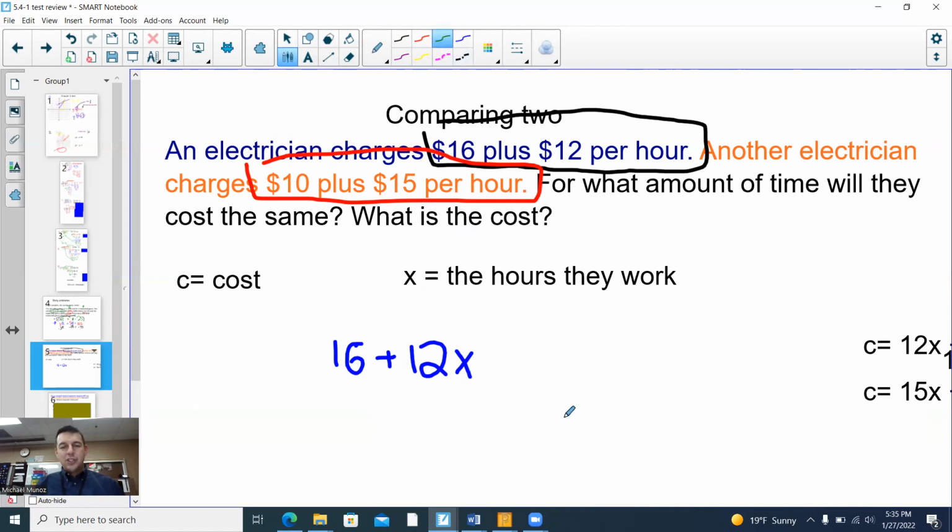Then we're going to do the other equation, set it up the same way. You're going to have to pay your $10 regardless. So I'll put a 10 here. The thing that is changing though is I'm going to add 15 for every 1 hour I work. So I'll do that as 15x.